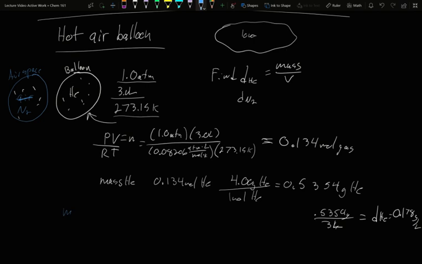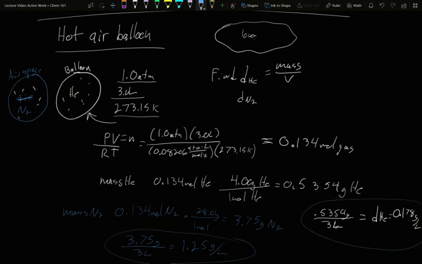If we do the same thing for the mass of N2, well, same number of moles in the same space. But this time, 1 mole is 28.01 grams. We'll find 3.75 grams of dinitrogen. Divide that by the 3 liters, the volume that we're using, 1.25 grams per liter. For the same space, the helium just weighs significantly less.